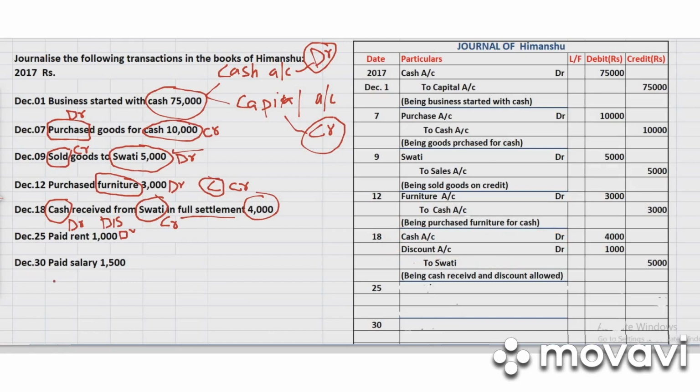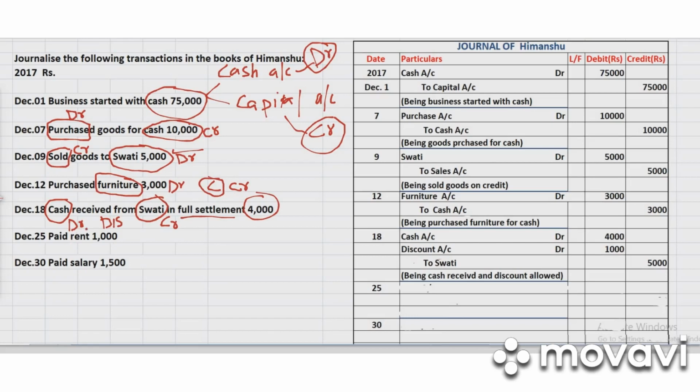Now the last two entries are very easy. You see paid rent. You see paid rent. So both December 25 and December 30, both the transactions are cash transactions. Paid rent means paid cash as rent. So cash is going out. Both cases cash is going out. You can see paid rent, paid salary. Okay, cash is going out. So when cash is going out, you credit the cash.